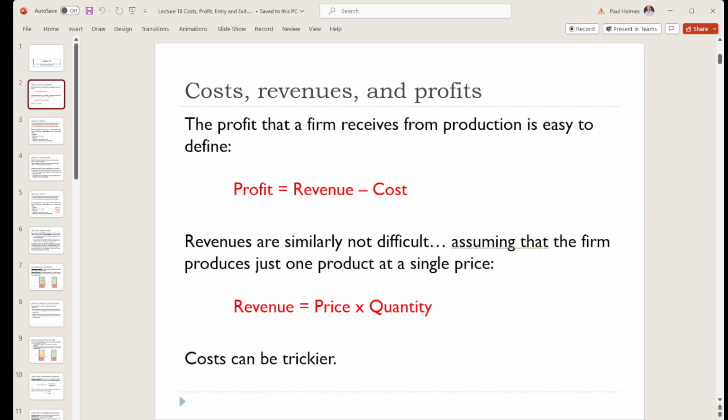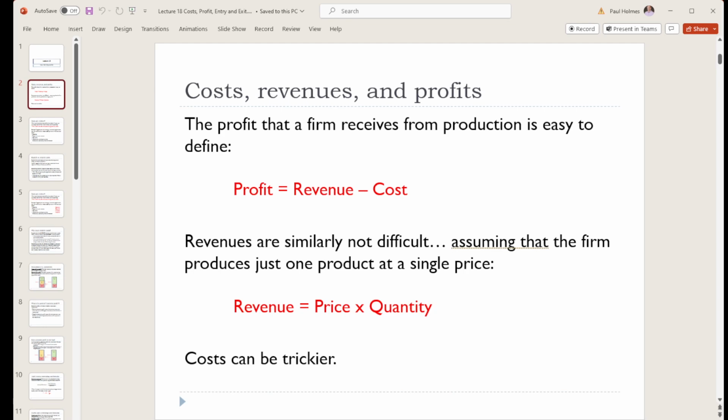Okay, so if we're thinking about profits, the definition for profit that you almost certainly have in mind is profit is revenue minus costs. Money coming in minus money going out. That's a pretty standard way of thinking about profits. In economics class, it doesn't get too much more complicated than this, but it does get a little more complicated.